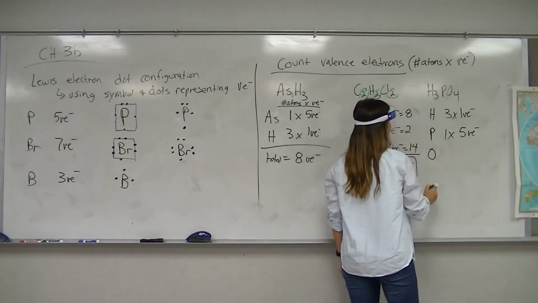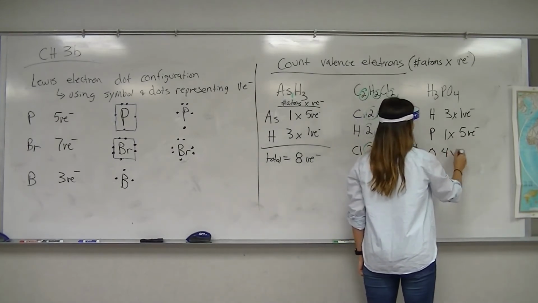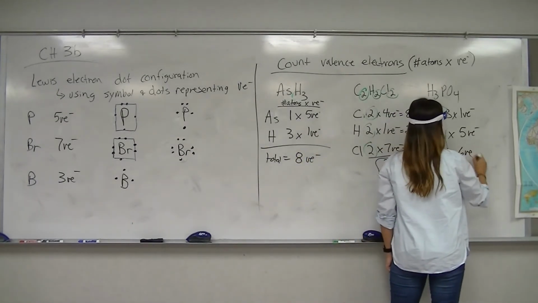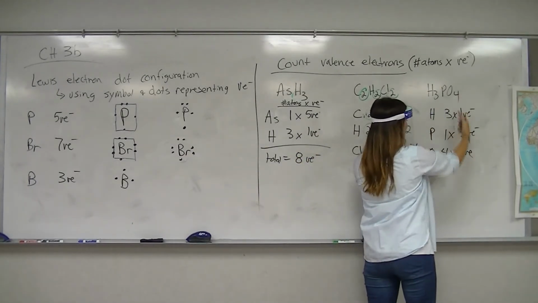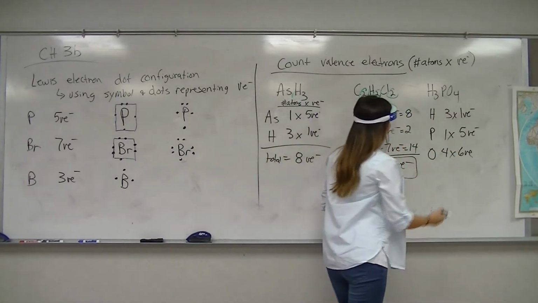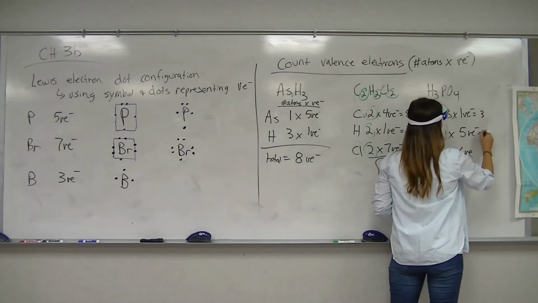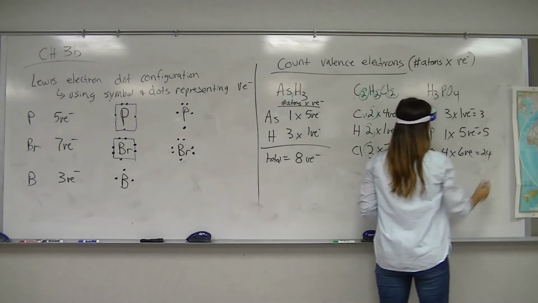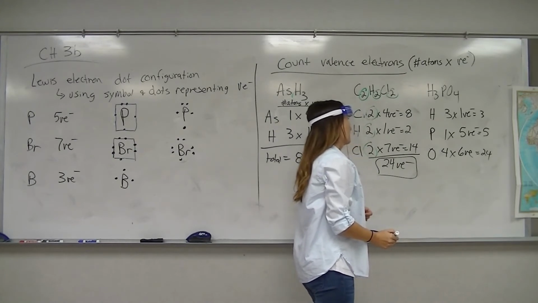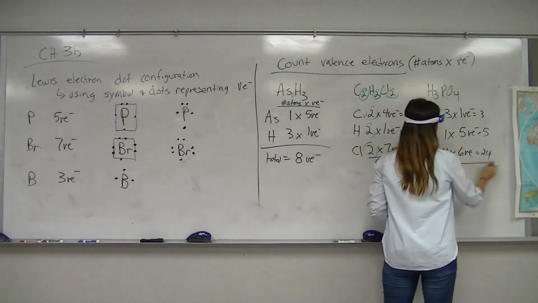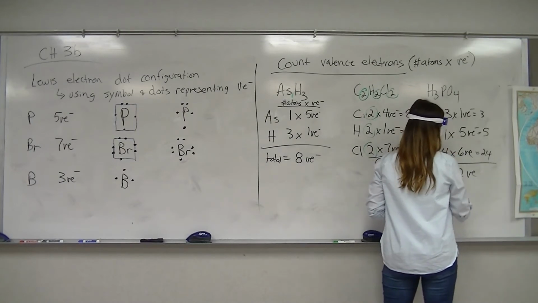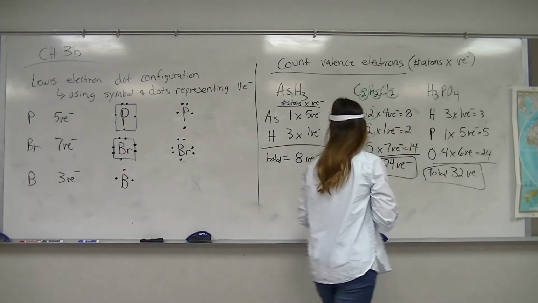Oxygen has 4 atoms, and it has 6 valence electrons. Right, so 4 atoms from the chemical formula, the 6 valence electrons because it's in group 16. So 3, 5, 24. That's 32. So 32 total.